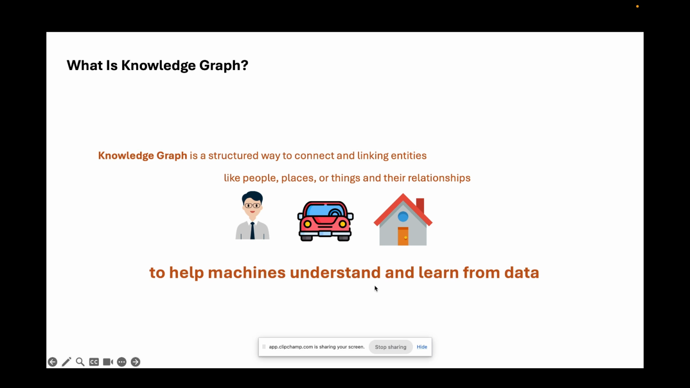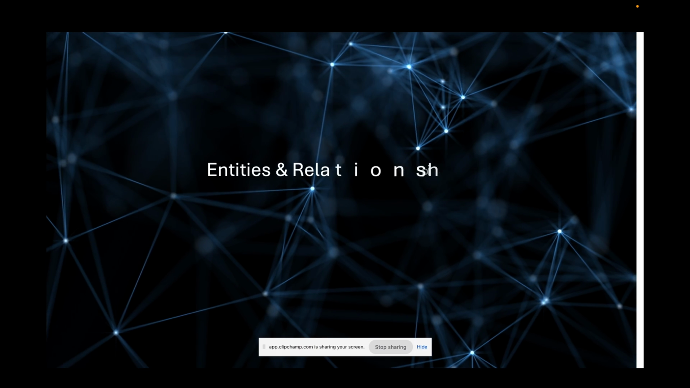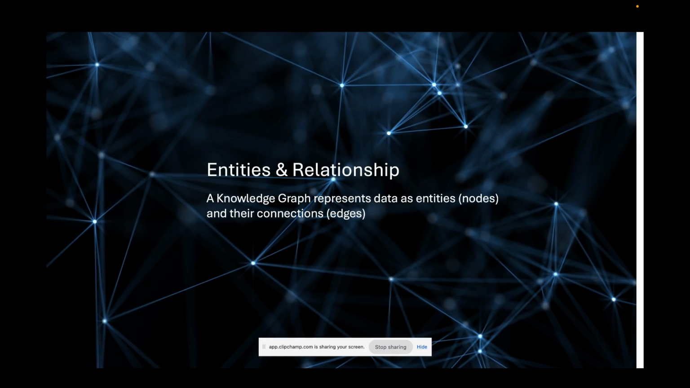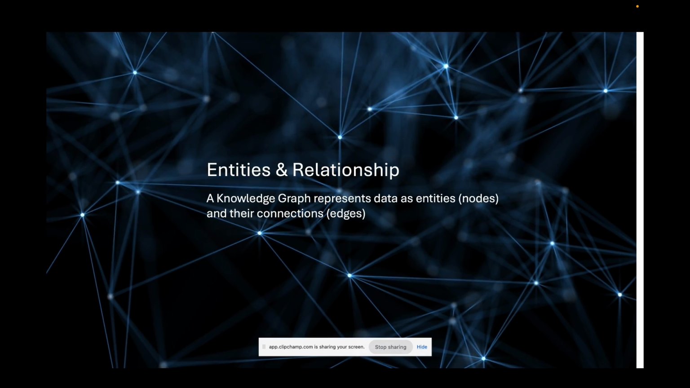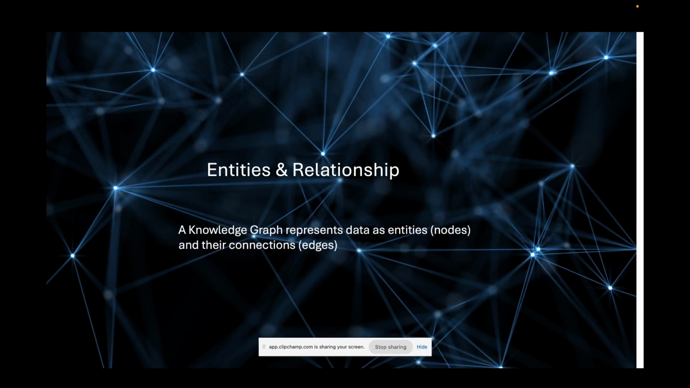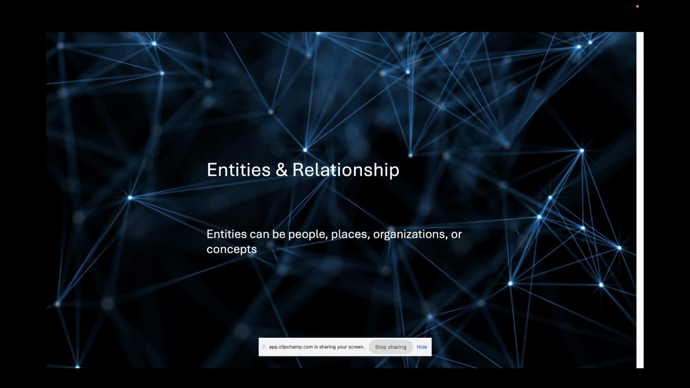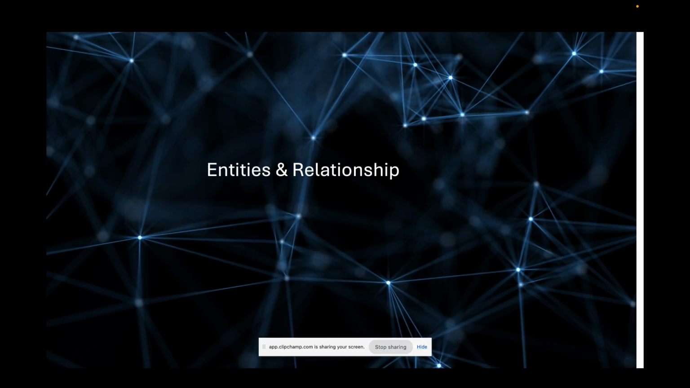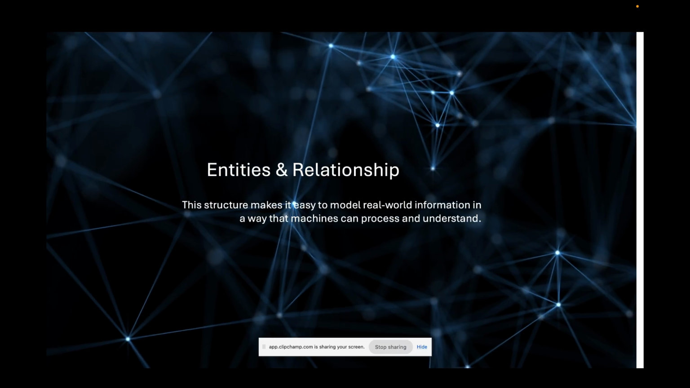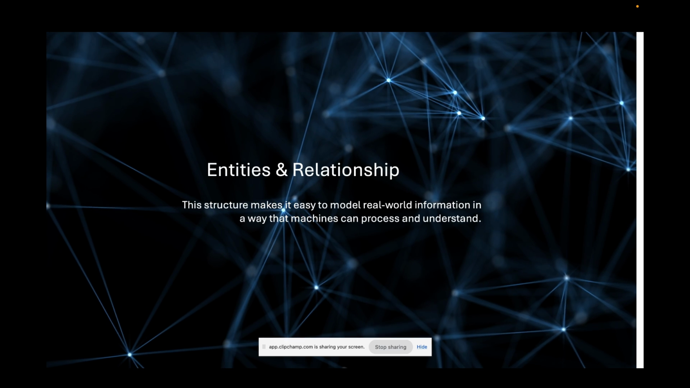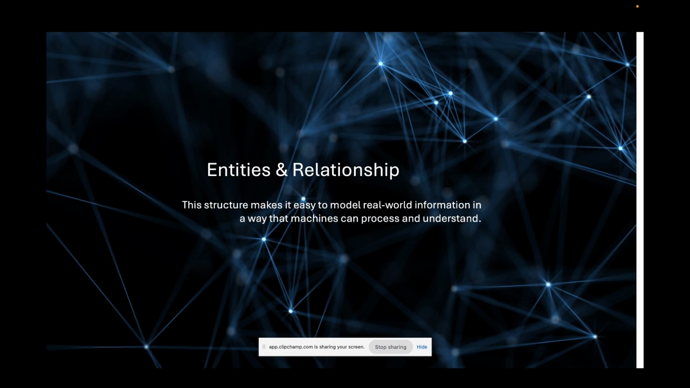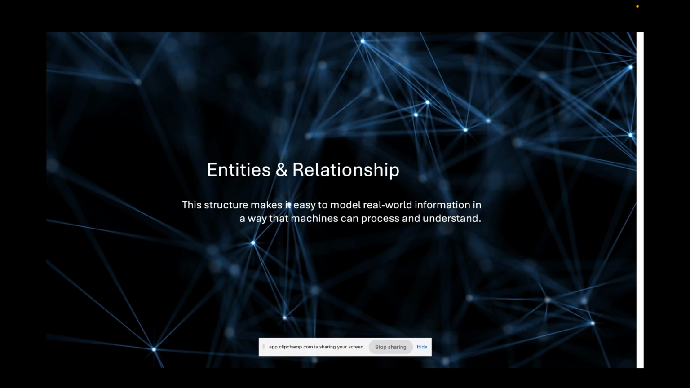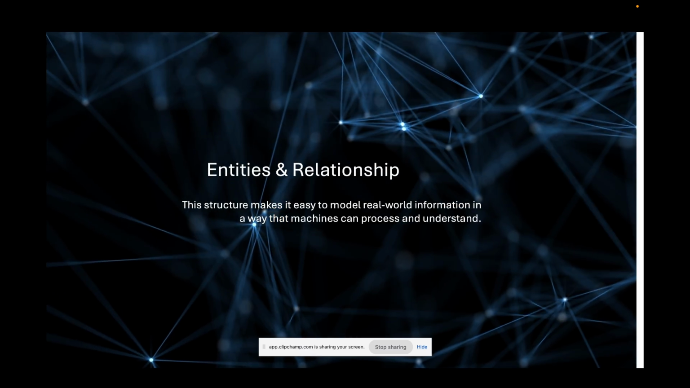Let's see some of the building blocks and features which a knowledge graph provides. One is the entity-centric relationship. A knowledge graph represents data as entities and their connections. These entities can be people, places, organizations, and concepts. When these entities are linked together, this structure makes it easy to model real world information in a way that machines can process and understand.